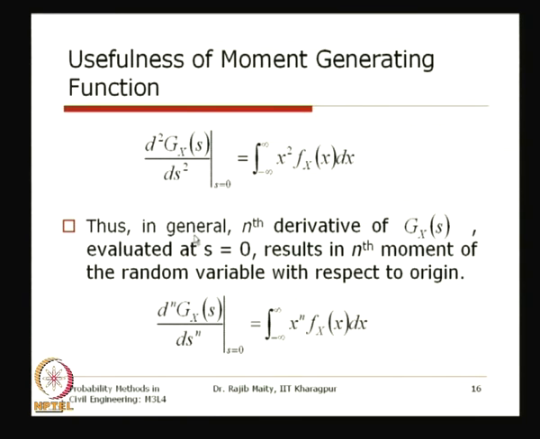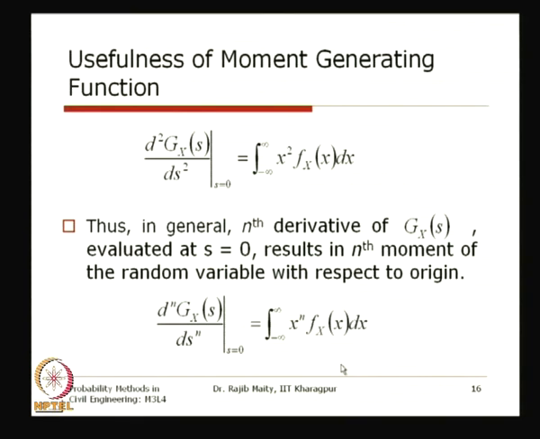Thus if we continue, the first moment, second moment, and in general the nth derivative of G_X(s) evaluated at s equals to 0 results in the nth moment of the random variable with respect to the origin. As we take this nth derivative, the x power becomes n, which is nothing but the expression for the nth moment of the random variable, basically the PDF of the random variable here.